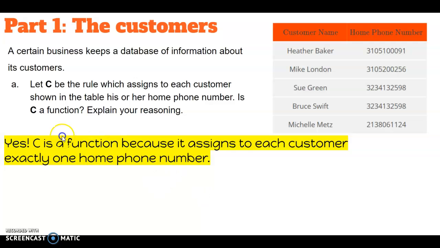So, if you're questioning what you should be writing down, it should be in yellow for these slides. Yes, C is a function because it assigns to each customer exactly one home phone number. They get one phone number. It doesn't matter what it is. I write at this point, one name, one phone number. One name, one phone number.